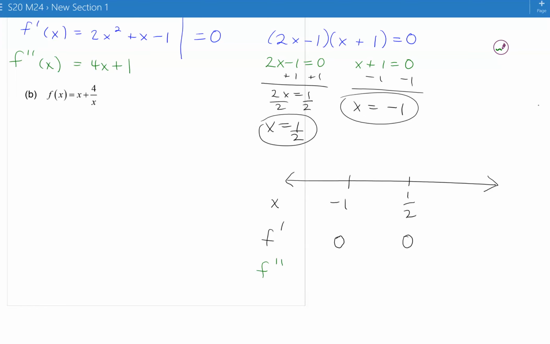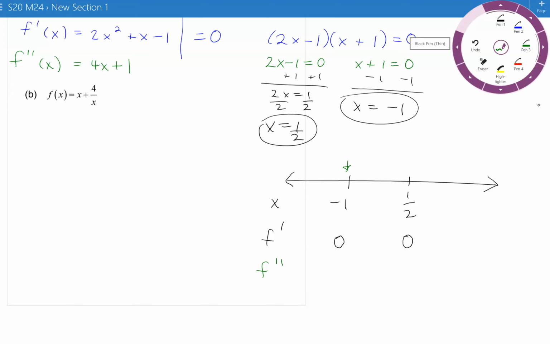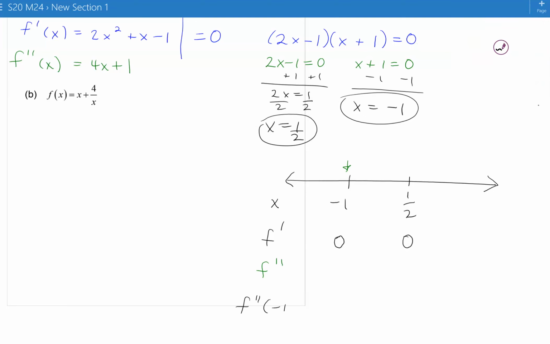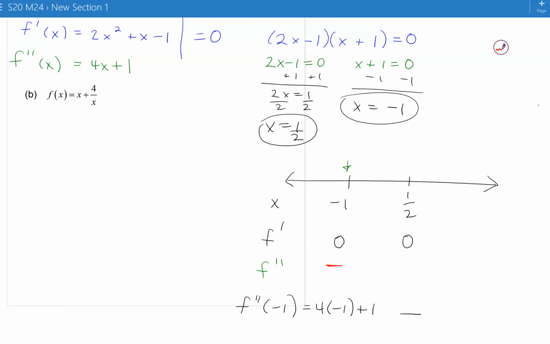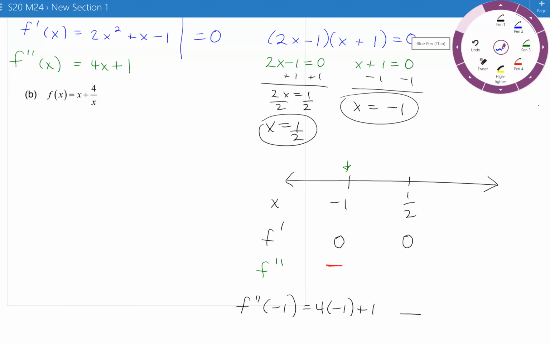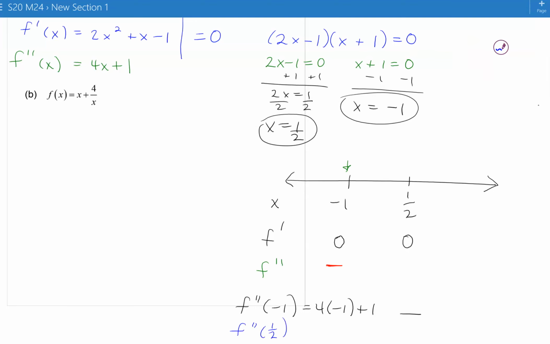So now I want to know, what is the second derivative at the critical number of negative 1? So I want to know, what is f double prime of negative 1? So it's 4 times negative 1 plus 1, which is negative. So I know that at the critical number x is negative 1, the second derivative is negative. And then let's check the second derivative at 1/2. And that's positive.